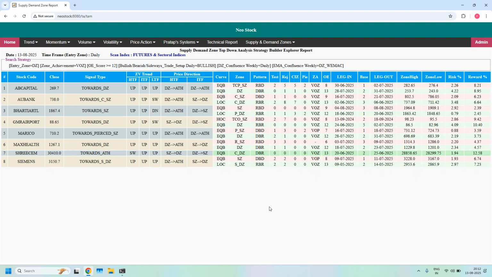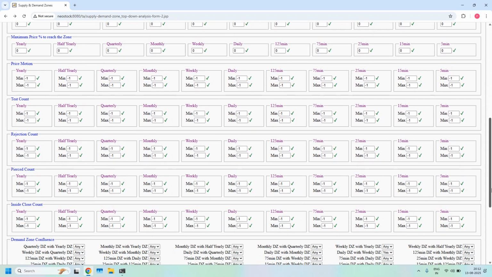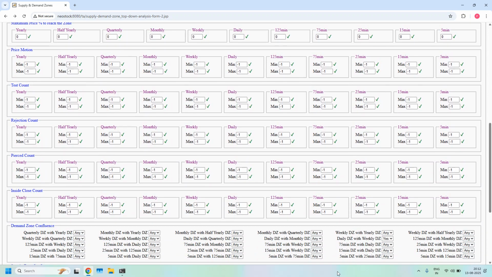Okay, this is one strategy, and another is LTF, ITF and HTF demand zone confluence, and then HTF EMA confluence. Let us apply those strategies and filter the stocks. I am removing the EMA filter. In the demand zone confluence, I am going to set 3 filters: daily, weekly and monthly. The first filter is already enabled, daily and weekly. Next, daily and monthly demand zone confluence, and weekly and monthly demand zone confluence.